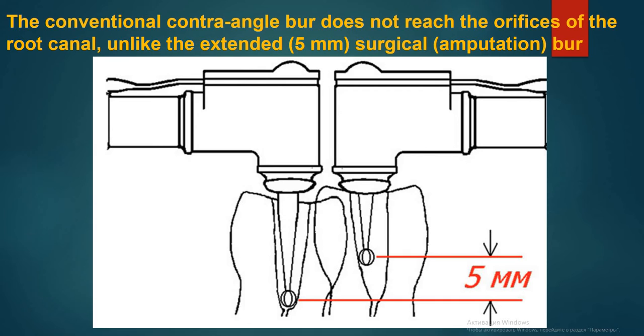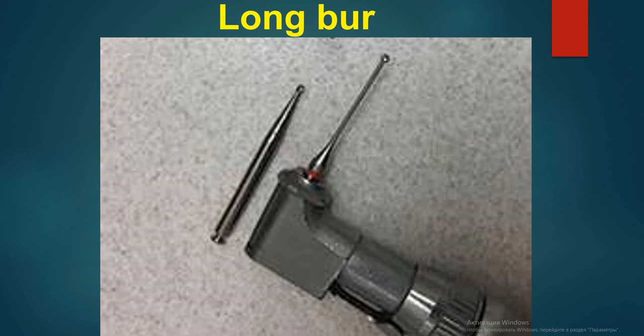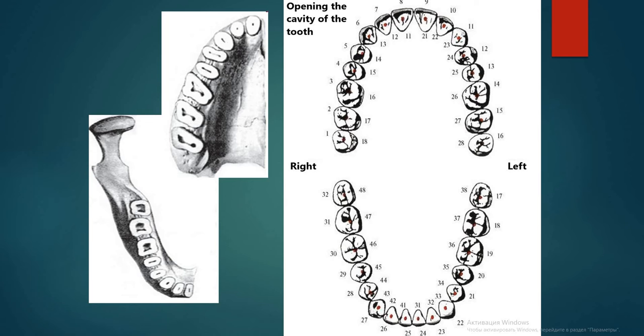The conventional contra-angle burr does not reach the orifice of the root canal, unlike the extended 5 mm surgical burr, whose second name is the amputation burr. In this picture we see the long burr, and in this slide we see opening the cavity of the tooth.